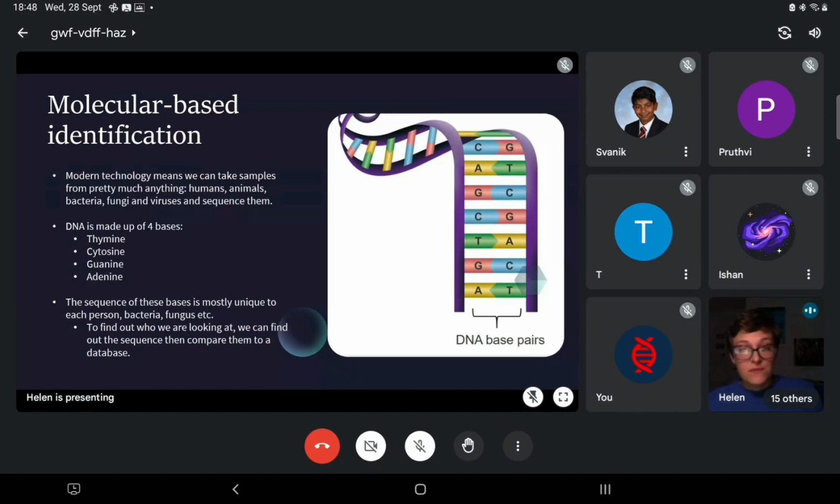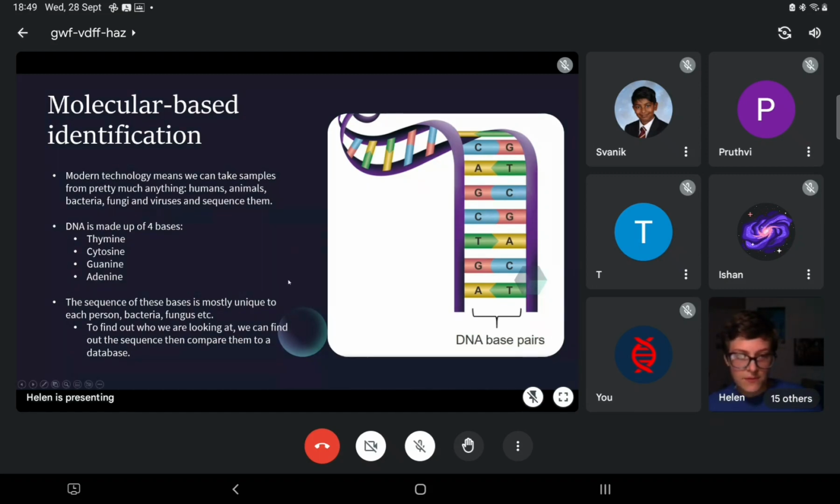So what we do is we use a primer, which is a little target region. We attach it to this shared piece of DNA, and we get a machine to basically go along and sequence the rest of the DNA after that. Then we can compare that sequence to a massive database to figure out who we're looking at.